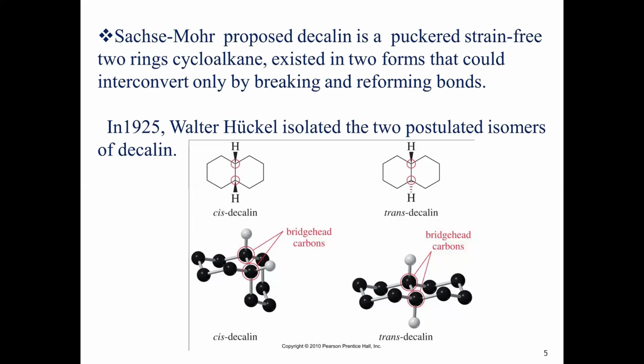Sachse and Mohr proposed that decalin is a puckered, strain-free two-ring system of cyclohexanes. It exists in two forms that could be interconverted by breaking and reforming a bond. In 1925, Hückel isolated two separate isomers of decalin, the cis and trans isomers.